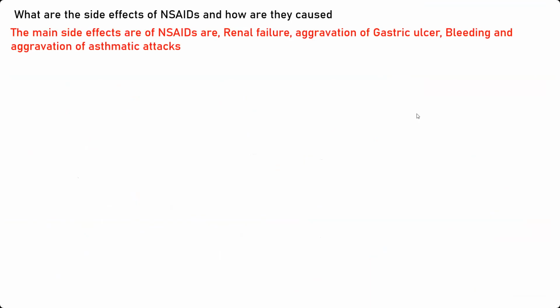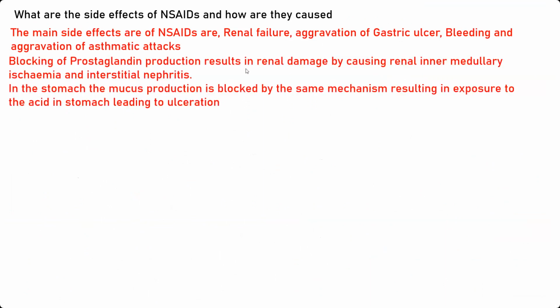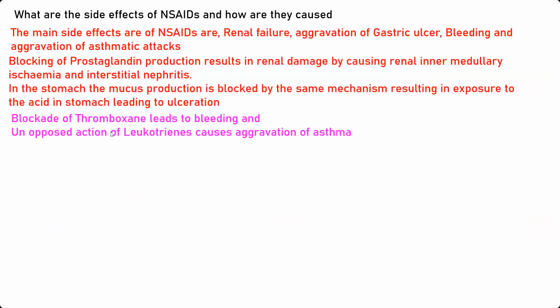And why does asthma get worsened? Because it inhibits the cyclooxygenase pathway, everything is diverted to the lipoxygenase pathway, with unopposed action of leukotrienes, which are produced by lipoxygenase. That is the reason. So blocking of prostaglandin results in renal damage by causing renal inner medullary ischemia and interstitial nephritis. In the stomach, mucus production is blocked by the same mechanism, resulting in exposure of the stomach to acid, leading to ulceration. Blockade of thromboxane leads to bleeding, and unopposed leukotrienes cause aggravation of asthma. Okay. What are the routes of administration of diclofenac?